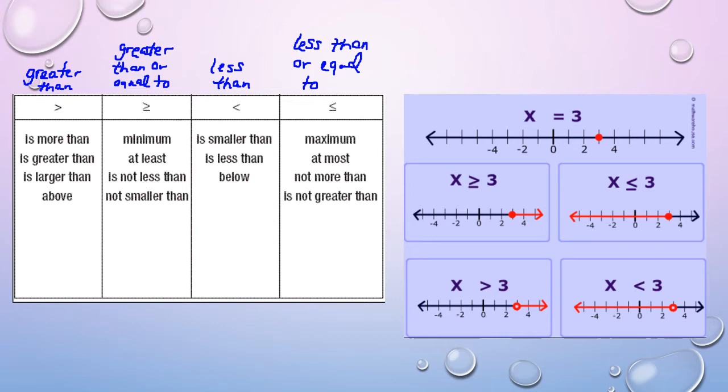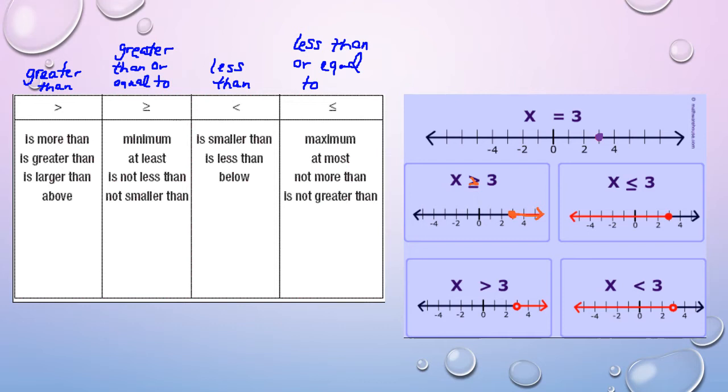The other thing that I wanted to point out is over on the right side, this chart. If they ever tell you to graph x is equal to 3, or x is equal to any number, that just means to put a dot on the 3. If it says that x is greater than or equal to, that is going to be a closed circle. And notice that it is pointing to the right. All of our greater numbers are to the right, so you're going to shade to the right.